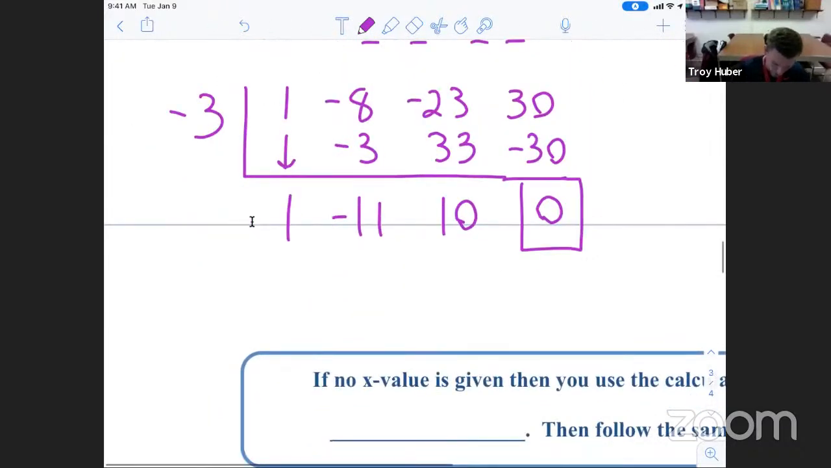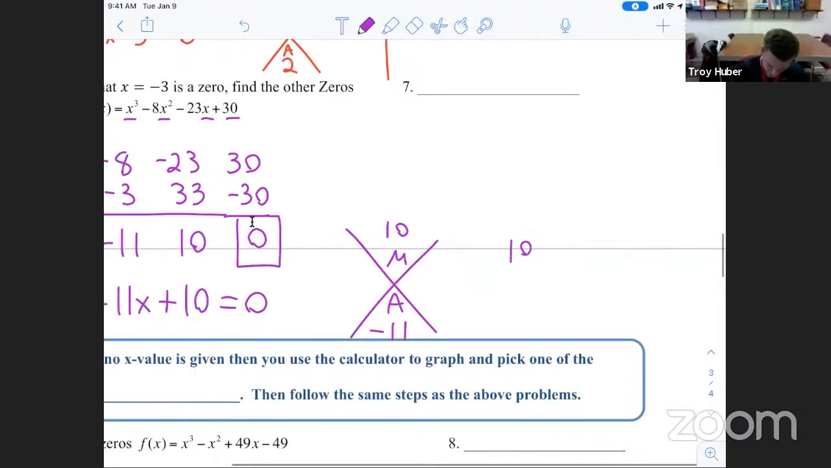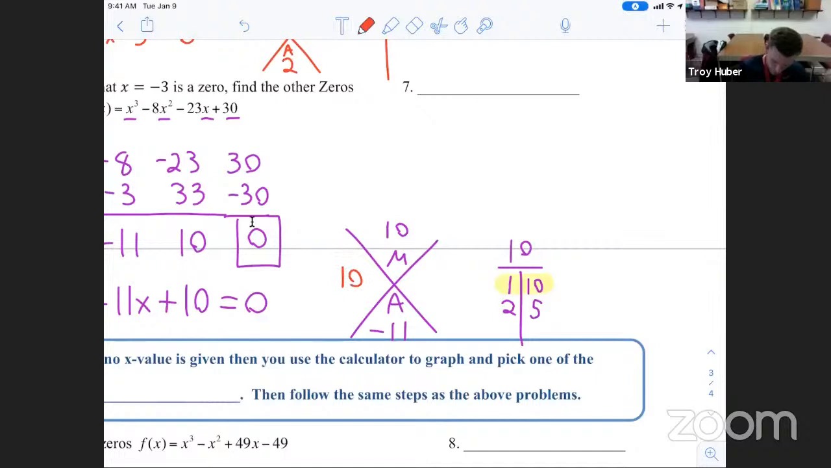So now we're left with x squared minus 11x plus 10 equals 0. And now we want to factor. Multiply to 10, add to -11. So let's think of some factors of 10. 1 times 10, 2 times 5, that's about it. All right, so I'm thinking 1 times 10, but watch out, because we're going to have to make both of them negative, because negative times negative is a +10, and then -10 plus -1 is -11.